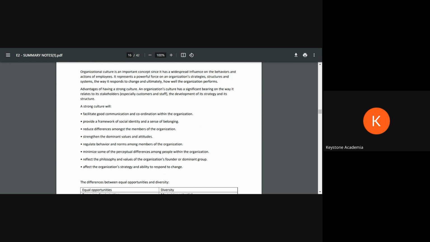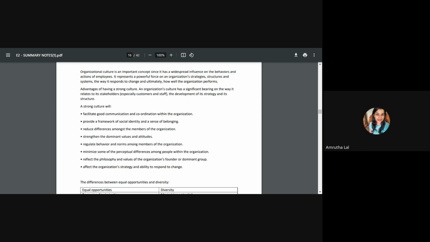Regulate behavior and norms amongst the members of the organization. Minimize some of the perceptual differences among people within the organization. Reflect the philosophy and values of the organization's founder or dominant group. Affect the organization's strategy and ability to respond to change. Are we all clear on it?